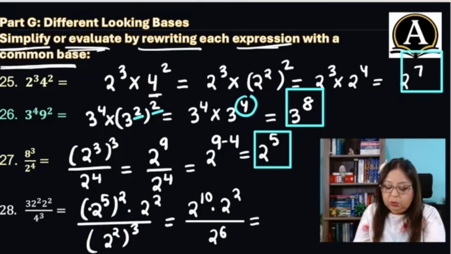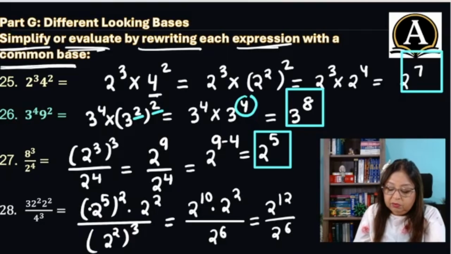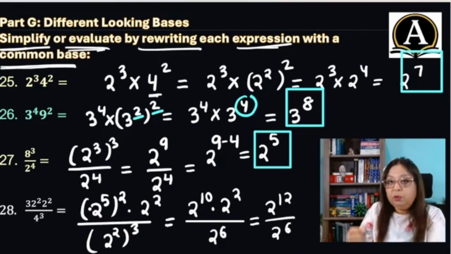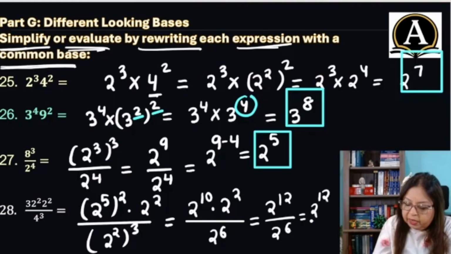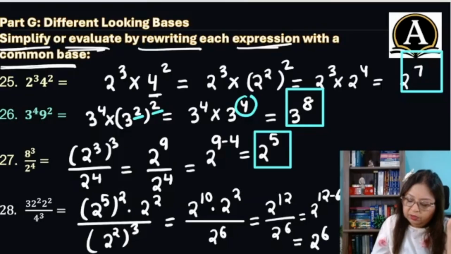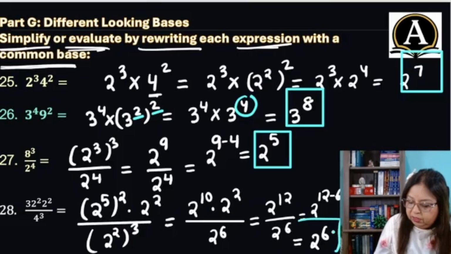That gives us 2 to the power 10 plus 2 at the top, that is 12, divided by 2 to the power 6. What does this give us? This gives us 2 to the power 12 minus 6, which is equal to 2 to the power 6. So the answer is 2 to the power 6.